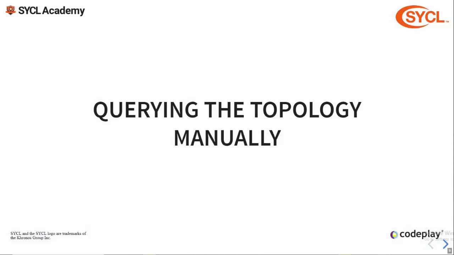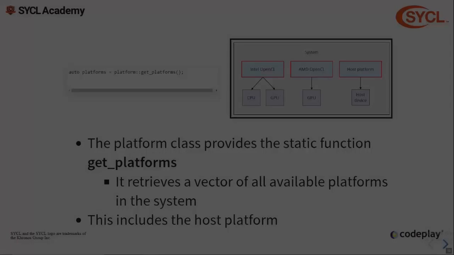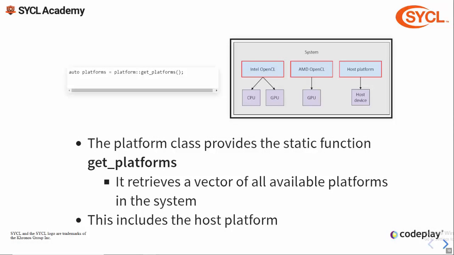First, we're going to take a look at how you would manually traverse the topology of a system. The platform class provides a static member function called getPlatforms. This returns a vector of all the platforms available in the system, including the host platform. So in this example, where we have two OpenCL platforms and a host platform, getPlatforms would return all three of these.